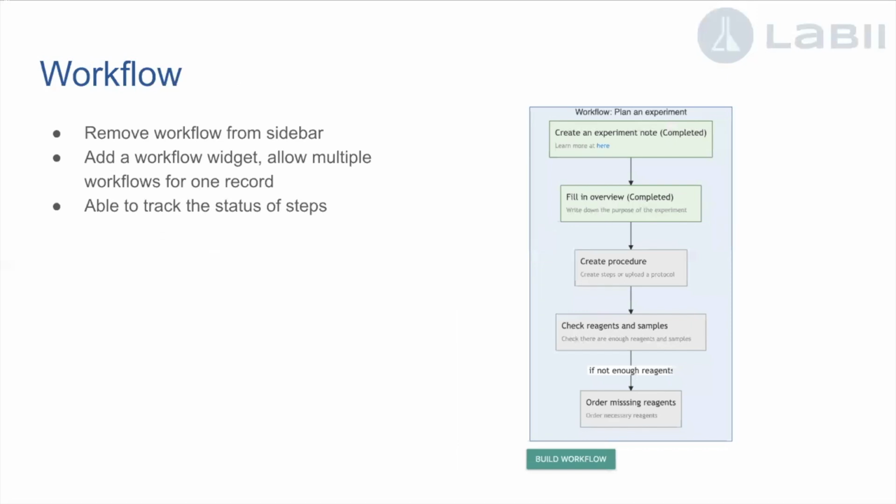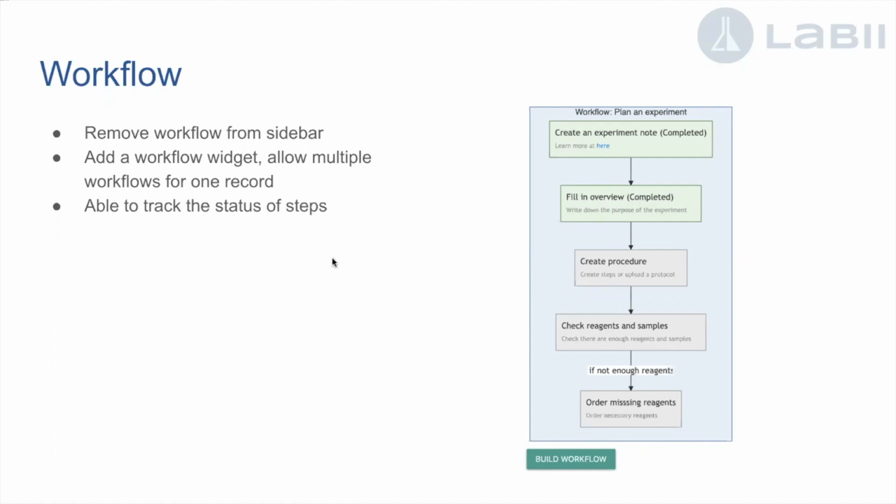The new version also supports a new kind of workflow. Previously, there was a workflow button on the sidebar, and we removed that. Instead we added a workflow widget. There are many differences. One of the major differences is that previously you could only add one workflow per record, but right now you can add multiple workflows, which means each section can be a new workflow.